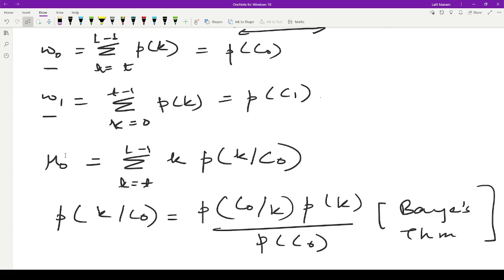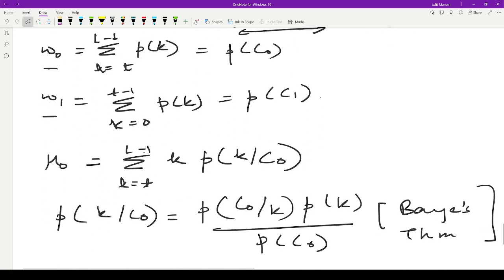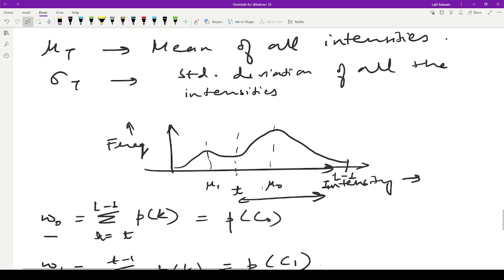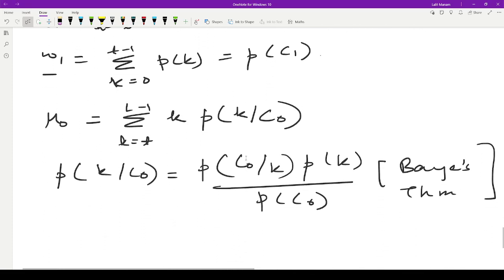It should be 1, right? Because the range here belongs to class 0 itself. The range over which we are summing these terms already belongs to class 0. So the probability that we have class 0 given an intensity value k, specifically for mu naught, is 1, right? Any doubt about this?